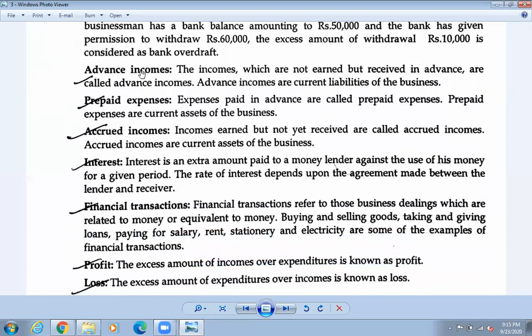Okay so next one is advance income okay so from here I think the meaning is clear the income is given but it is given in advance. Suppose this is Asos.